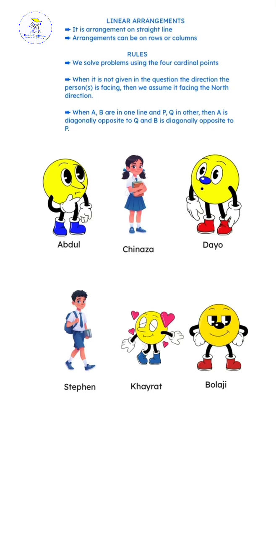When solving questions on linear arrangements, we use 4 cardinal points. To remember the names: N, E, W, and S. What does that stand for? North, east, west, and south.